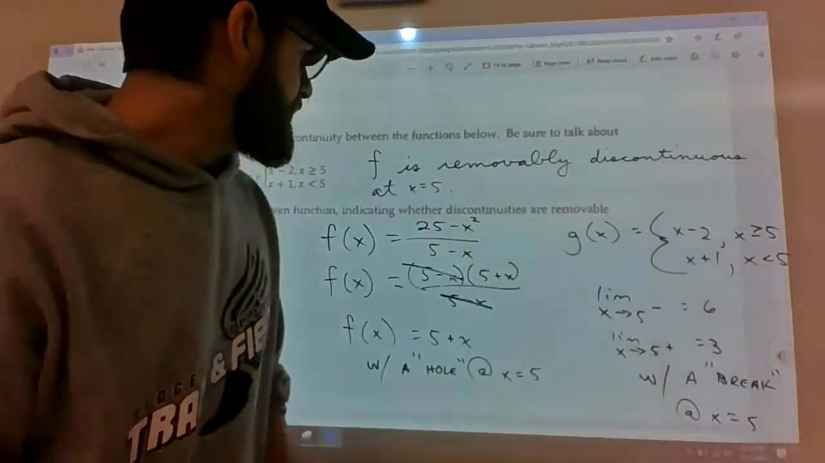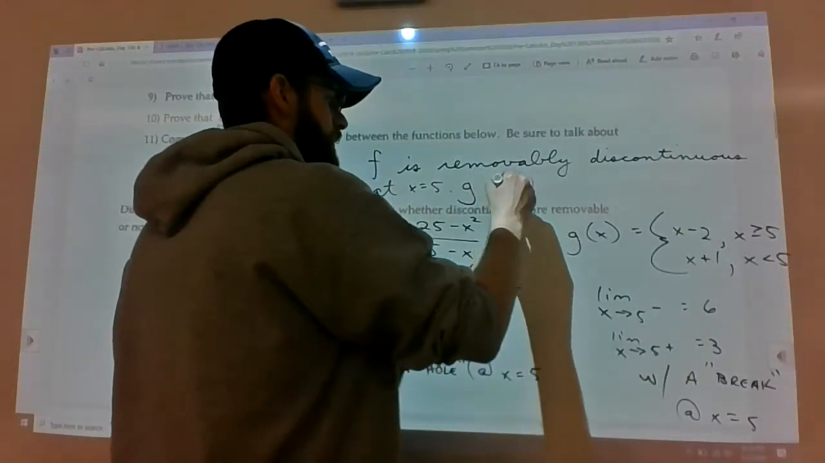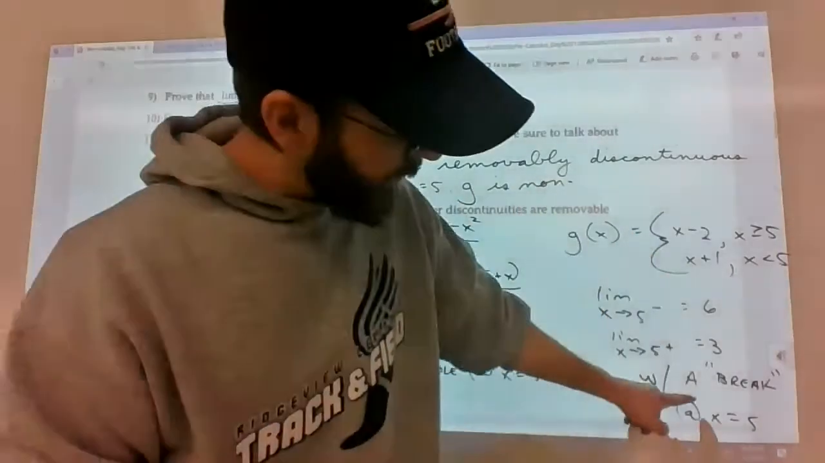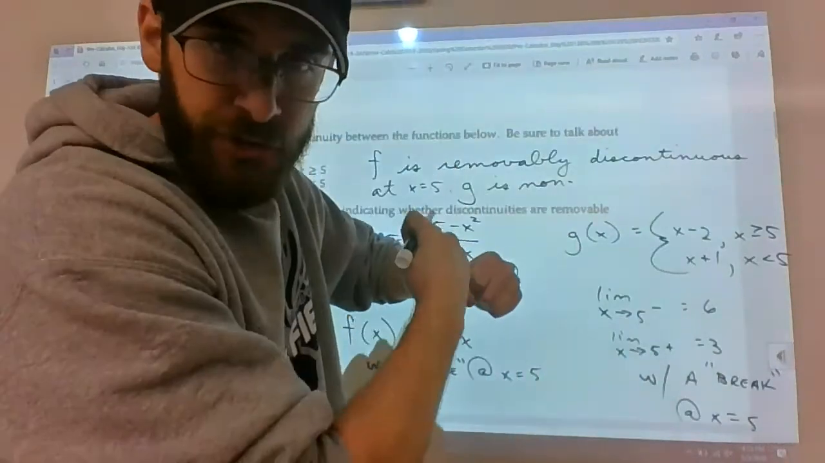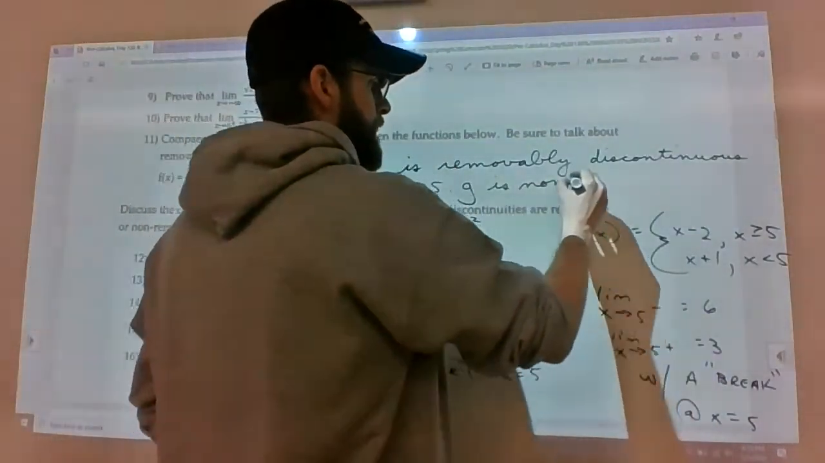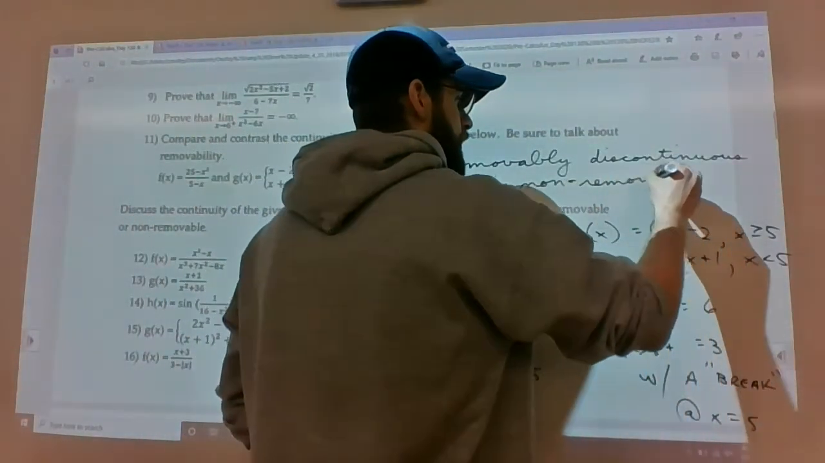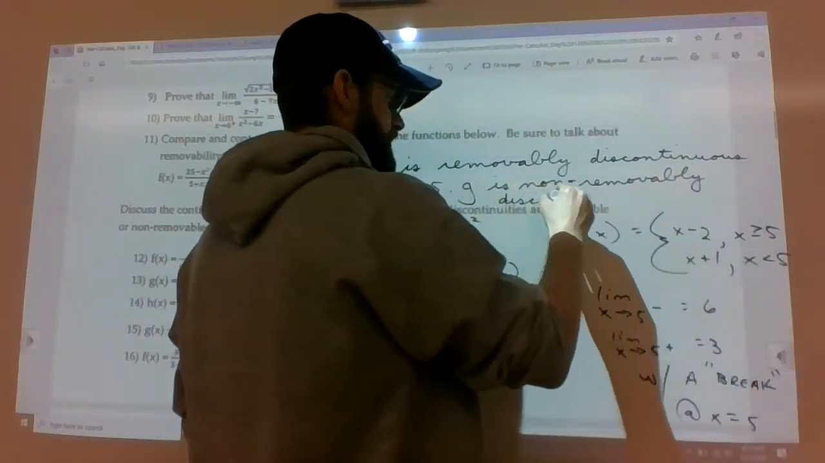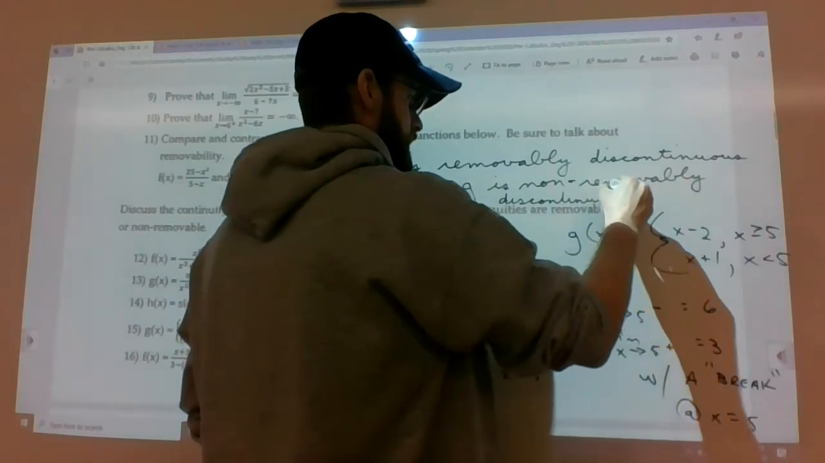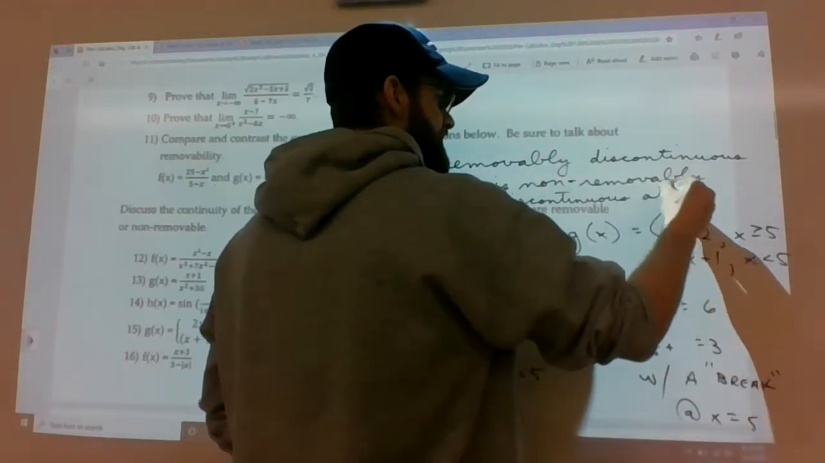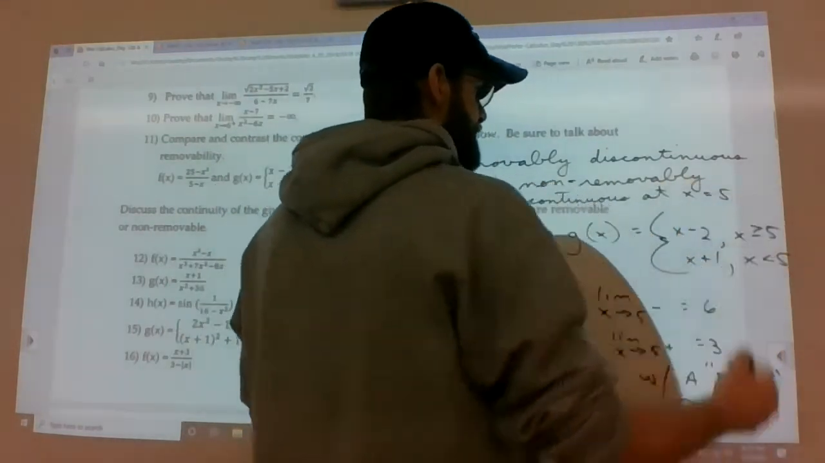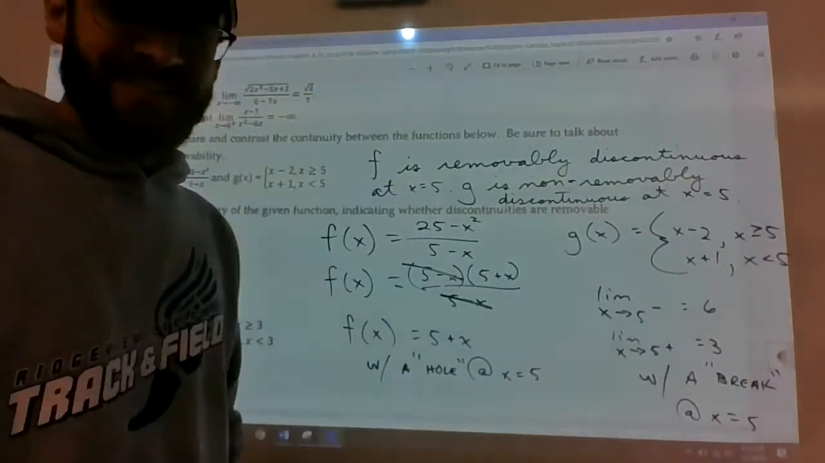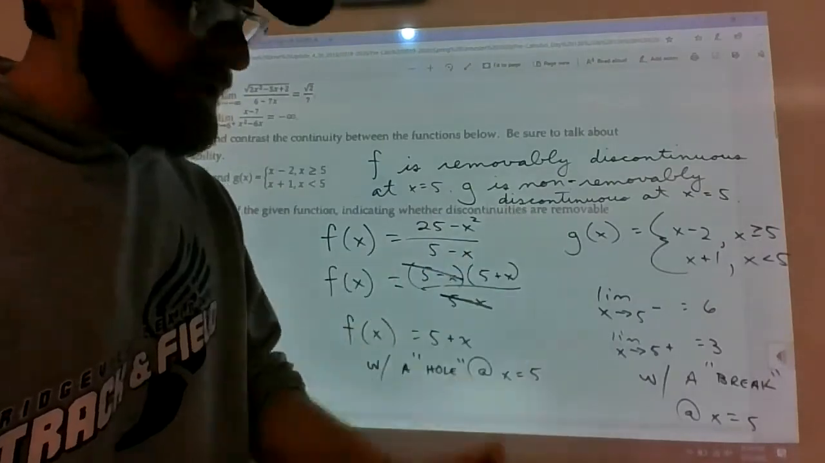Whereas g of x is non-removably discontinuous because, look, the break means that the one-sided limits would not converge to the same spot. Non-removably discontinuous at x equals 5. That's pretty much it. That's all you had to do. That's the most concise, the most elegant way in which to express that.